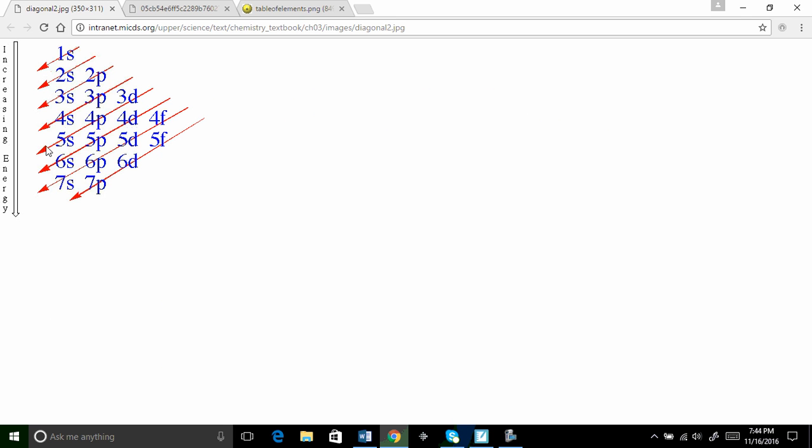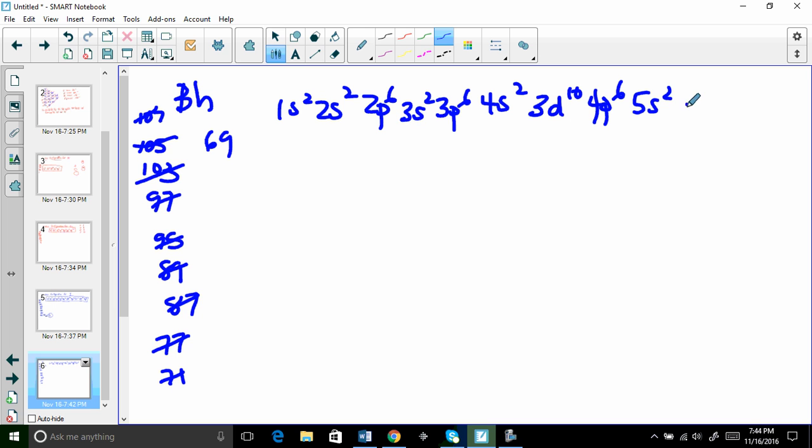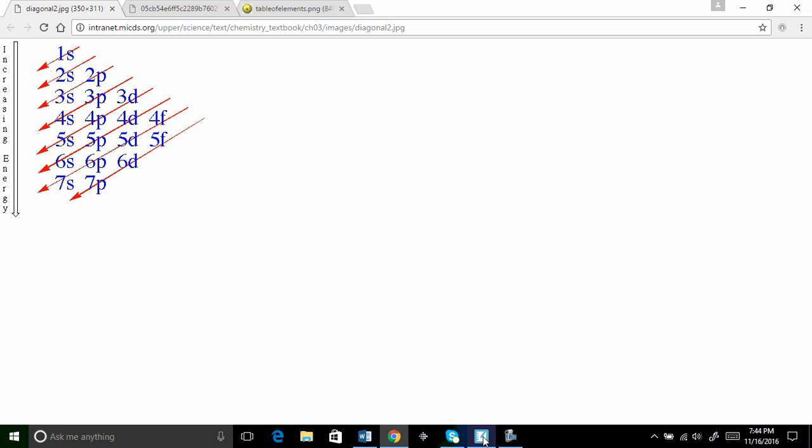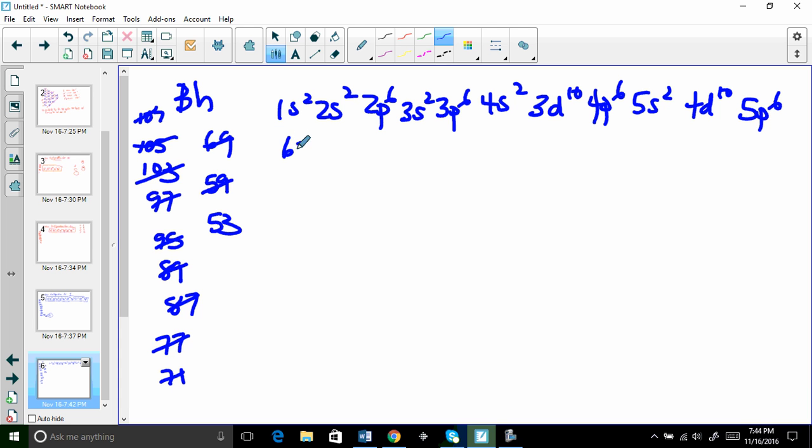What fills after 5s? You jump up here, it's 4d, but d orbitals hold 10. 69 minus 10 is 59. What fills after 4d? It looks like 5p, but p orbitals hold 6. 59 minus 6 is 53. What fills after 5p? It looks like 6s. I got to come around here. 6s2, I'm down to 51.